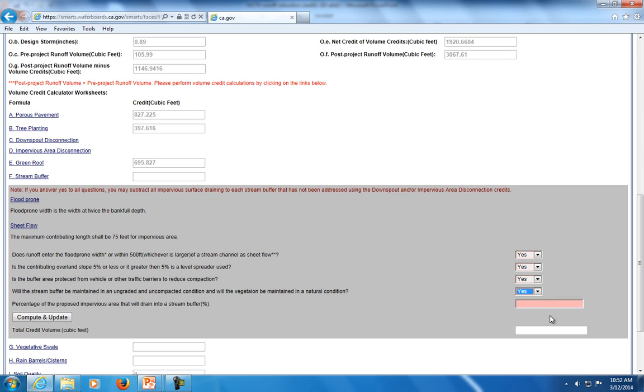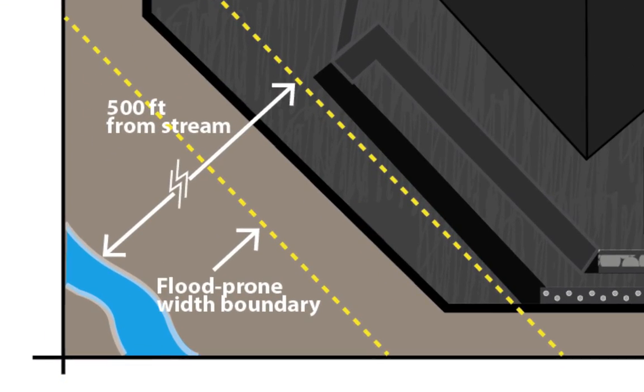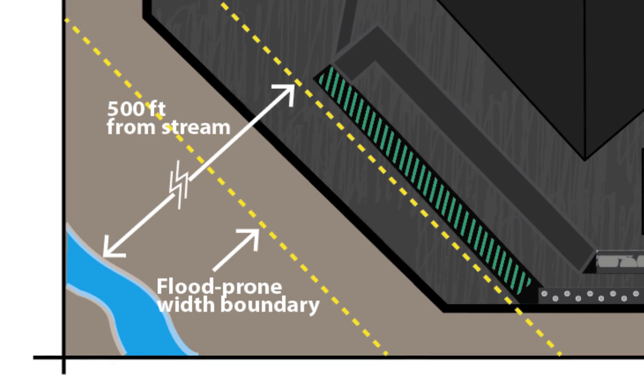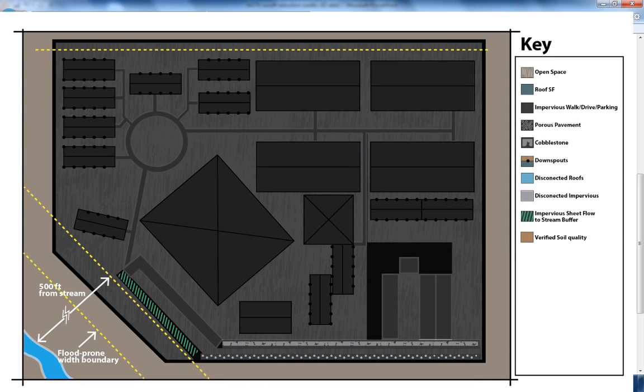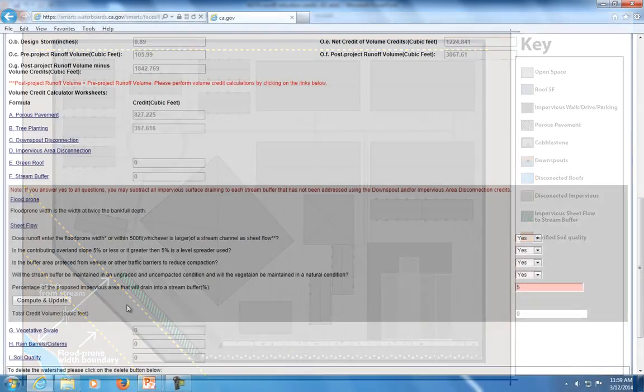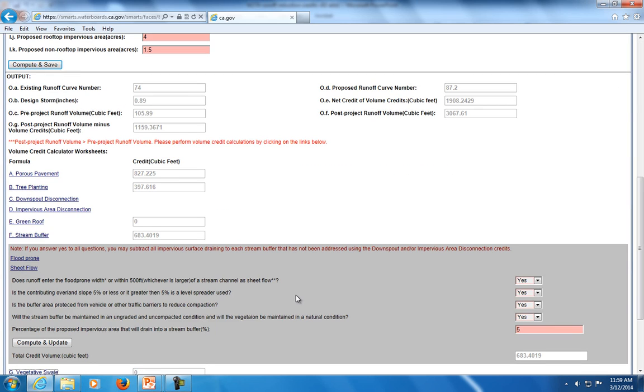And for the percentage of the proposed impervious area that drains to the stream buffer, let's say it's just a corner of the project, so let's say it's about 5%. So we're saying that 5% of that 1.5 acres of impervious area is draining to a stream buffer. If we hit compute and update, we are going to get a total credit volume associated with that. In this case it's 683 cubic feet.